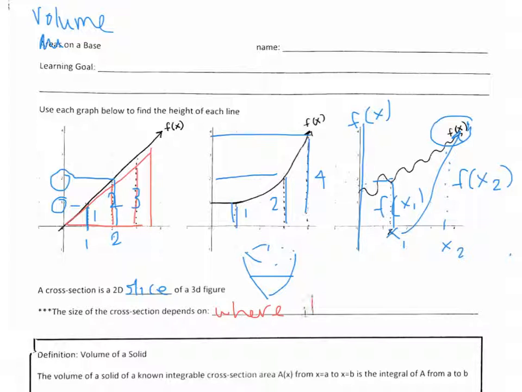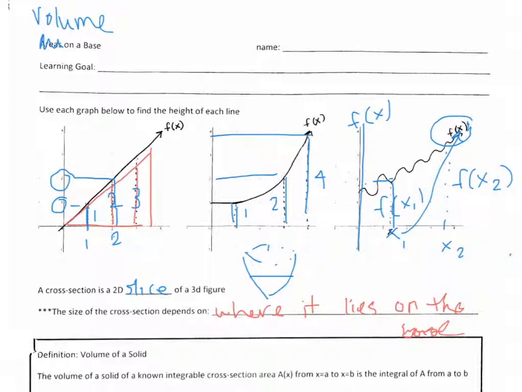Where it lies on the base. Whoa, that's the ugliest looking word "base" I've ever written, but we're just going to go with it. Okay, so just like the height of each of these lines depends on where it is on the x-axis, the height of your cross-section depends on where it is on the base.